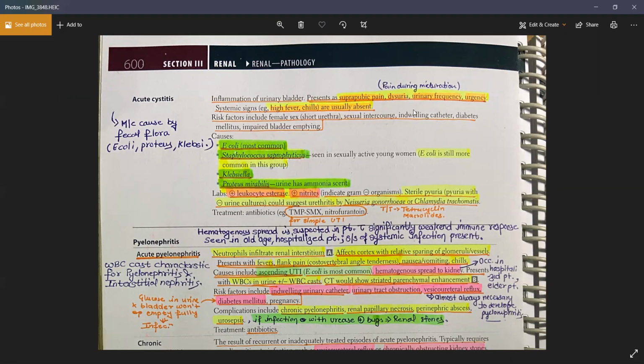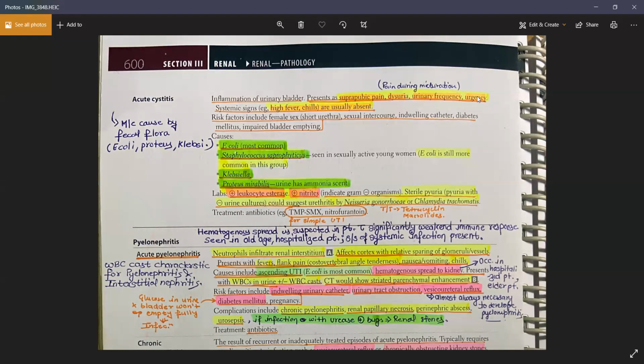Then you can have Klebsiella, E. coli, and all other organisms. Proteus, Pseudomonas, they always come later than that. Staphylococcus aureus can also do that nosocomially, and Candida can also do that nosocomially. So remember all these causes.